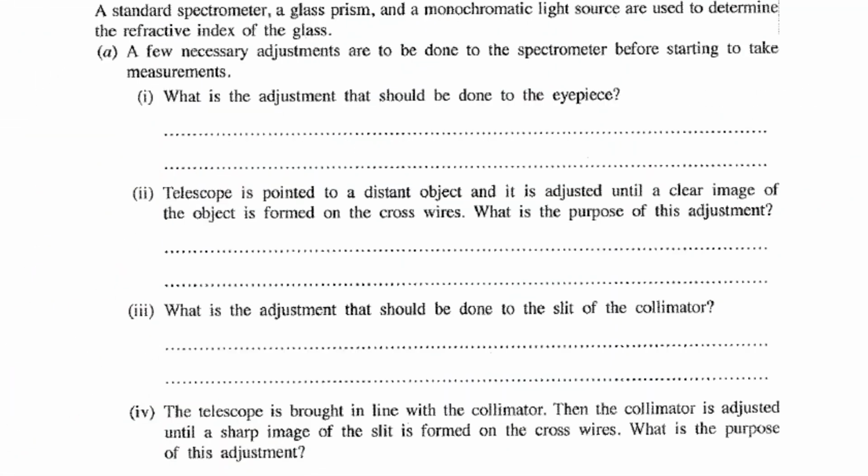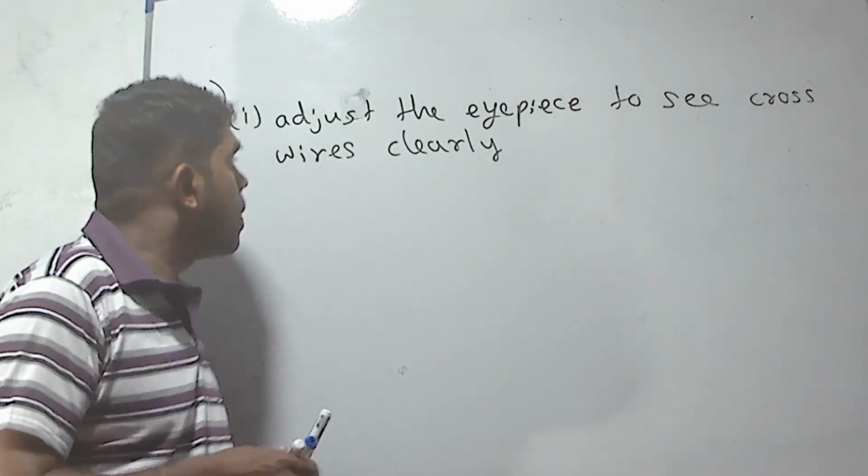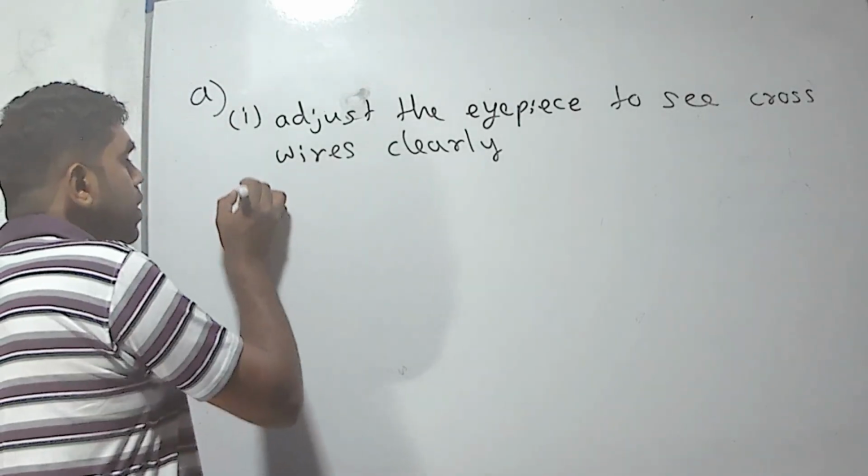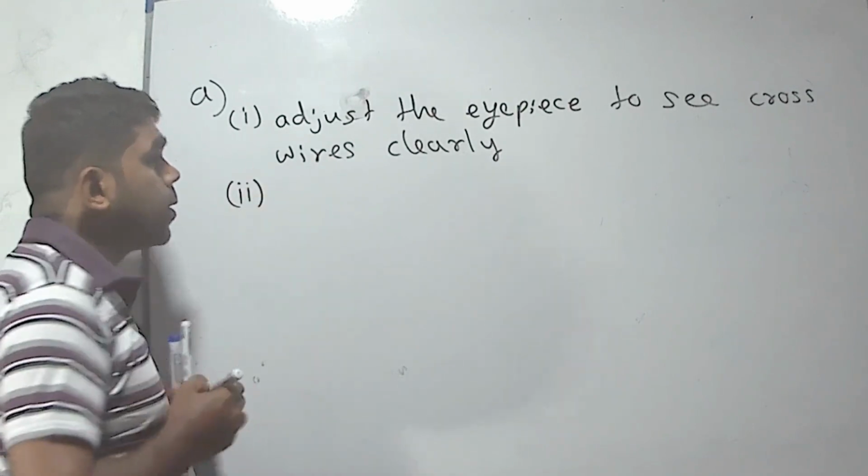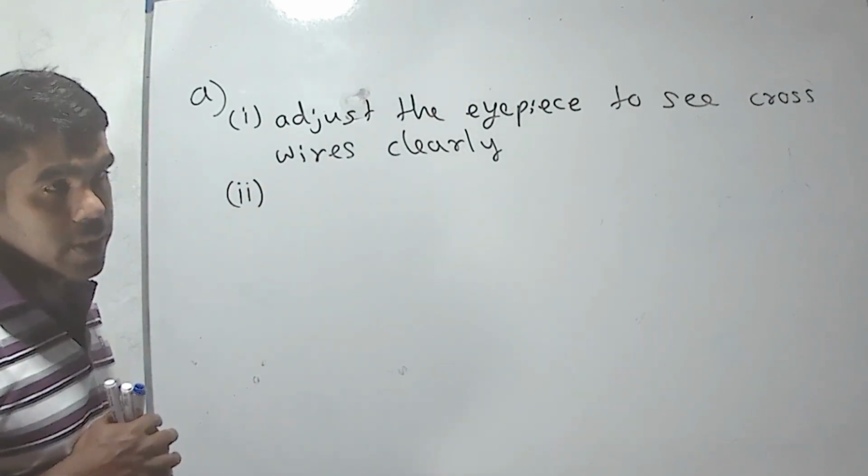Then part 2, the telescope is pointed to a distant object and it is adjusted until a clear image of the object is formed on the crosswires. What is the purpose of this adjustment? We have to write the purpose of the adjustment related to objective length.